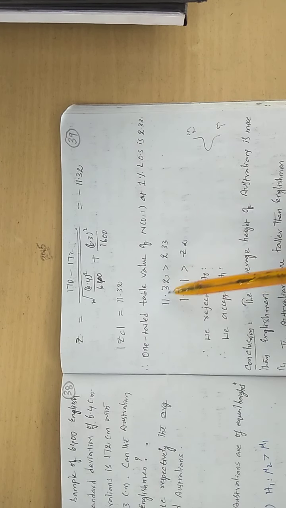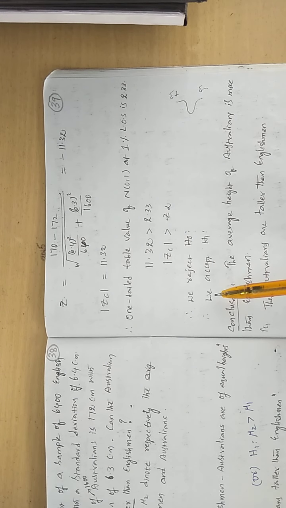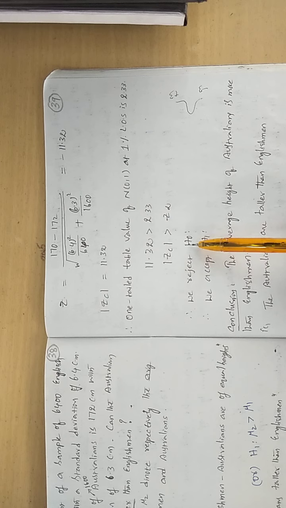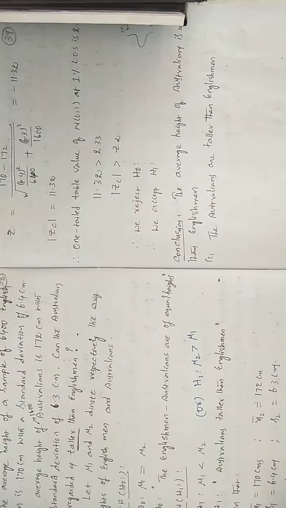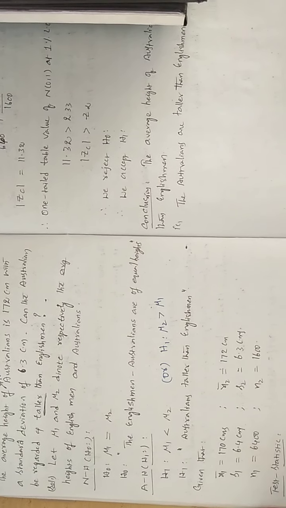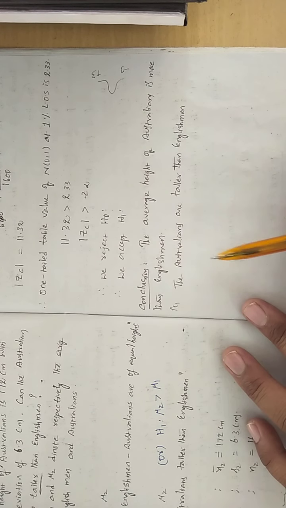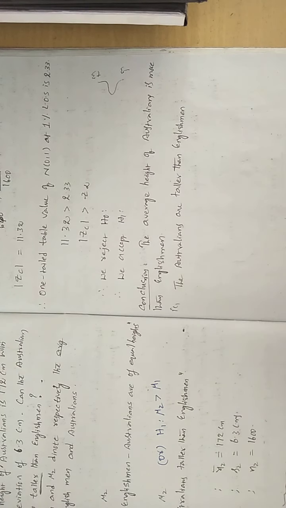So what is the symbol we come to know? This is more, hence greater than. We reject H0. What is the meaning of that? When we are rejecting H0, we accept H1. That means it is true that Australians in general, on an average, will have more height than the Englishmen. That is, the average height of Australians is more than the Englishmen. Or what is the one more conclusion? The Australians are taller than the Englishmen.